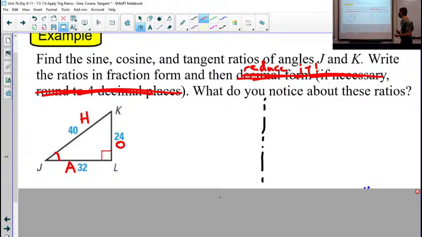So now we're going to write out those ratios. Remember, I talked about how these are going to be written. We're going to start with the sine. So we're going to write the three-letter abbreviation, SIN, of the angle. So the angle we're talking about is J. And then for these first couple, I'm going to remind you of what the ratio is. Sine is going to be opposite over hypotenuse.